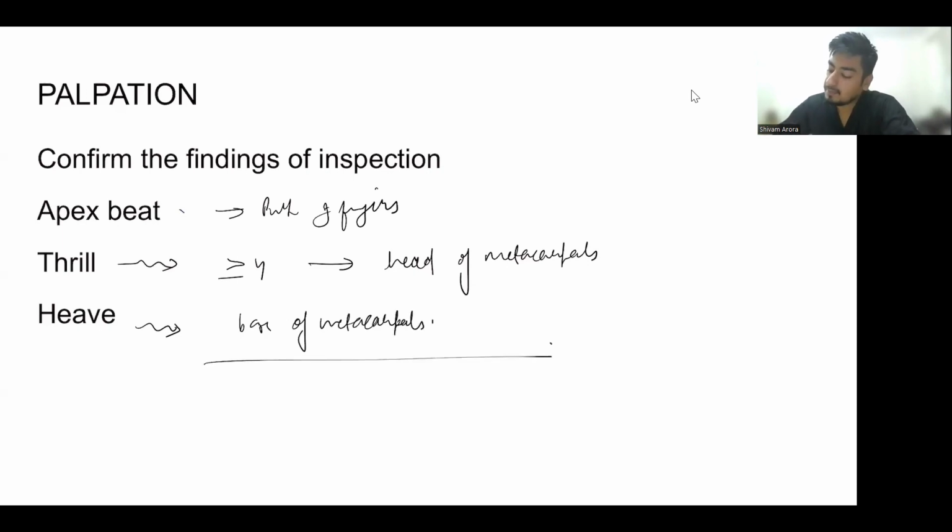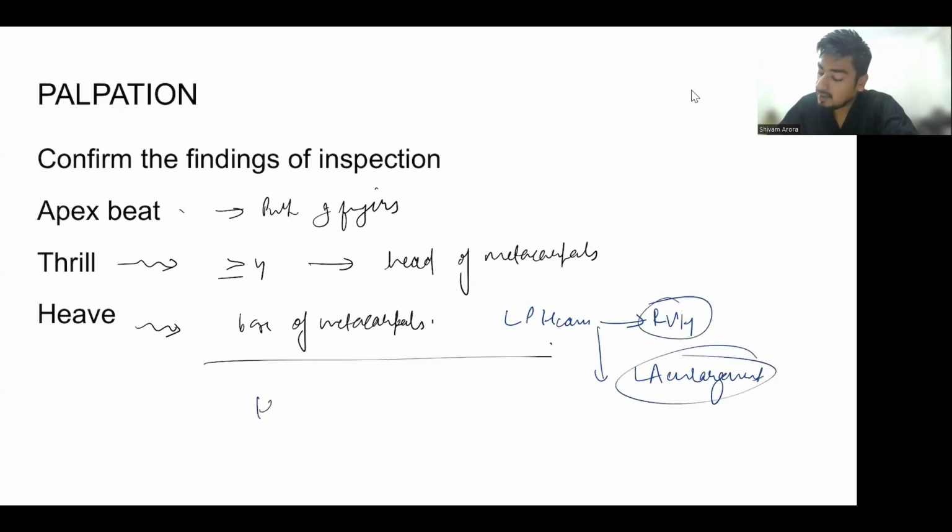Okay. But now, after thrill, we'll look for heave. So left parasternal heave can be because of two things, that is RVH and LA enlargement. If heave is present along with apex beat, then it is because of RVH. If heave is not synchronous with apex beat, then it is because of LA enlargement.